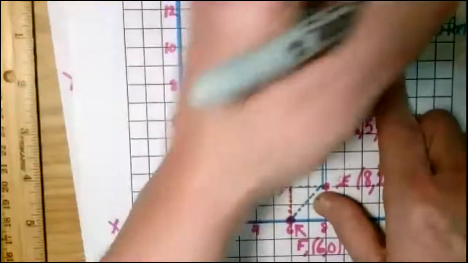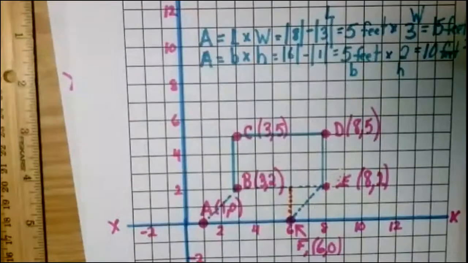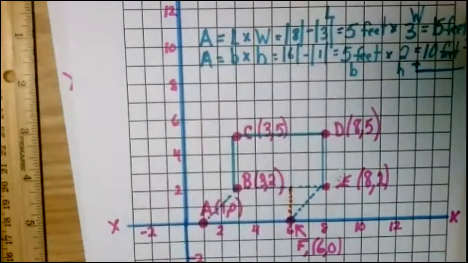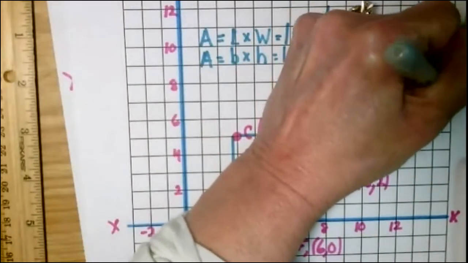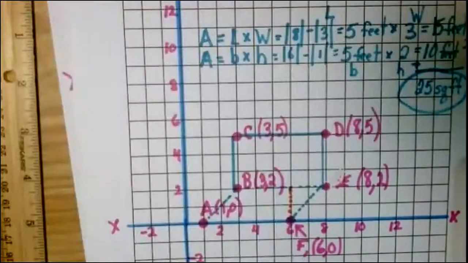So 5 times 2, 10 feet squared, or square feet. And then we have to add those two areas together. 15 plus 10 is 25 square feet, or feet squared. So that is our answer to example 2. If you need to pause the video and get this down, go right ahead. I'm going to move on to guided practice, page 410.